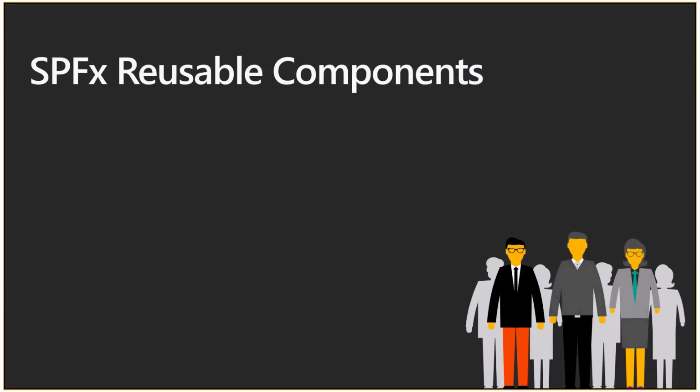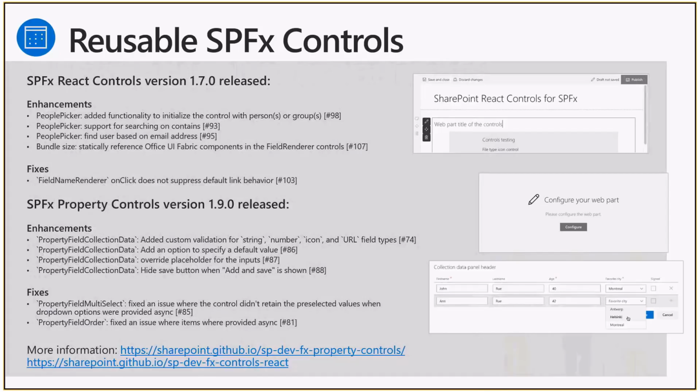So, the SPFx reusable components. Lots of stuff happening here. 1.7.0 has been released for the React controls. These are the ones you would use more in the body of your web parts. The people picker has some added functionality, three different issues were closed there, as well as shrinking down the bundle size. We're all about bundle size recently, statically referencing some of the Office UI Fabric components and things like that. A couple of fixes as well.